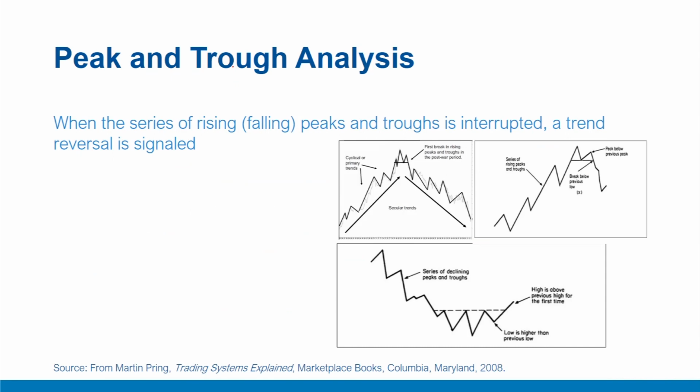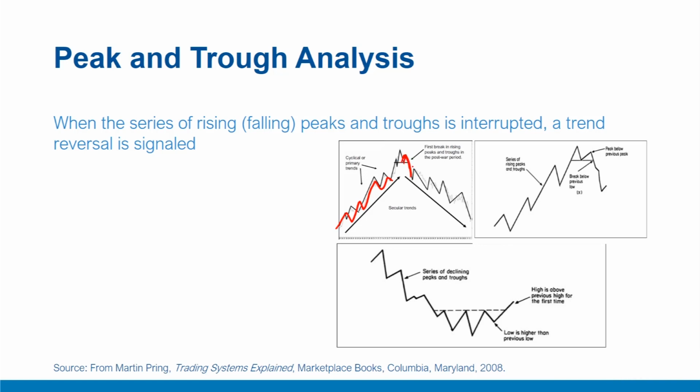An important implication of intermediate cycle analysis, or its application in trend reversal, is peak and trough analysis. A rising market moves in a series of waves where each rally is higher than its predecessor, and when this series of rising peaks and troughs is interrupted, a trend reversal is signaled. For example, here we can observe a series of rising peaks and troughs. This is interrupted here.